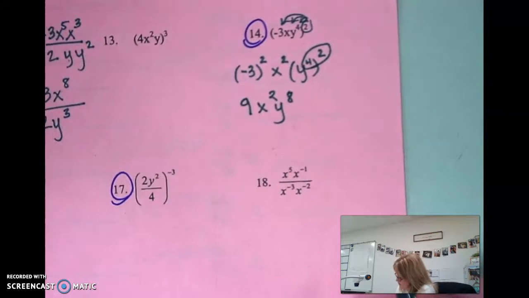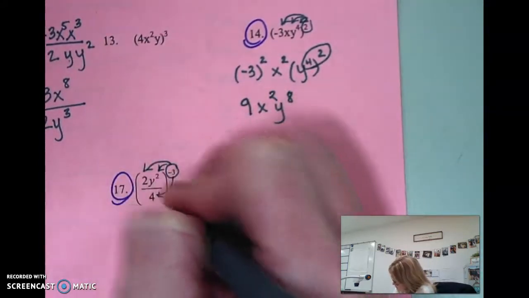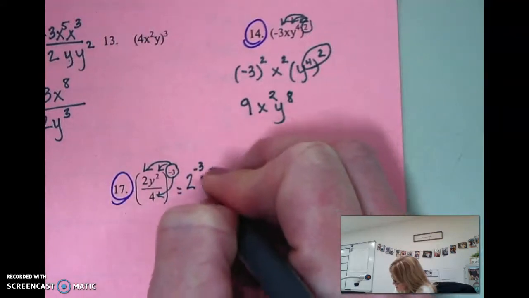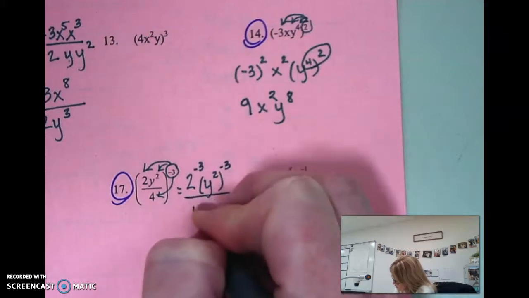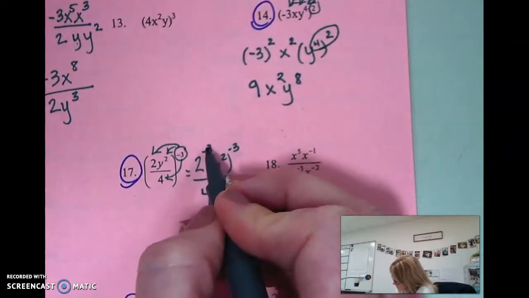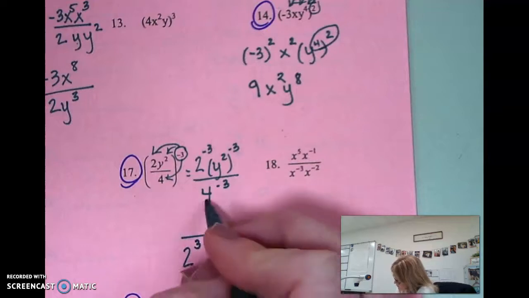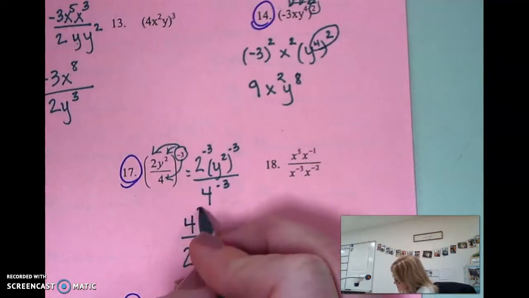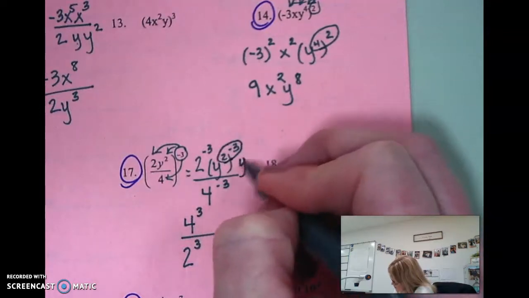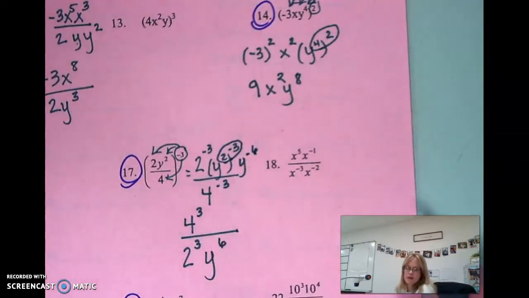So same thing with number 17. This negative 3 goes to every single term. So this becomes 2 to the negative 3, y squared to the negative 3, over 4 to the negative 3. Well, how do I make this 2 to the negative 3 become positive? It moves to the bottom. 4 to the negative 3 becomes positive on the top. Multiply these together. This is like y to the negative 6, and it becomes positive on the bottom.